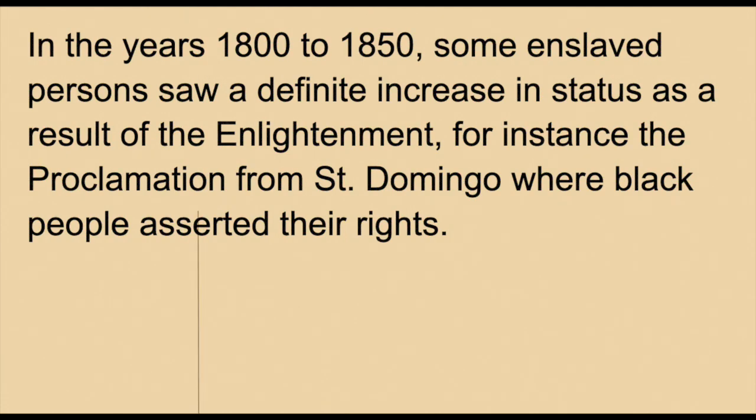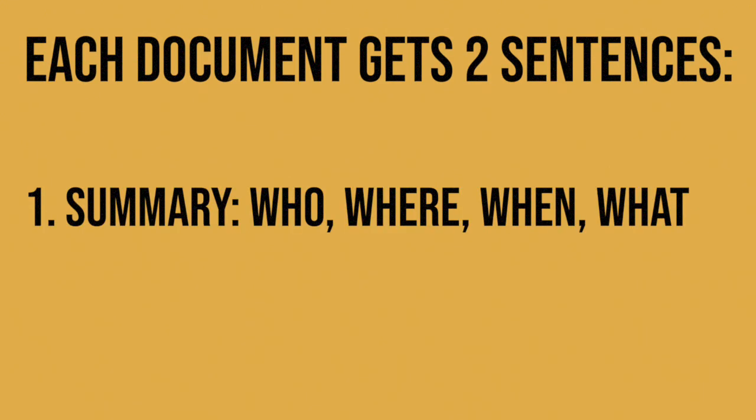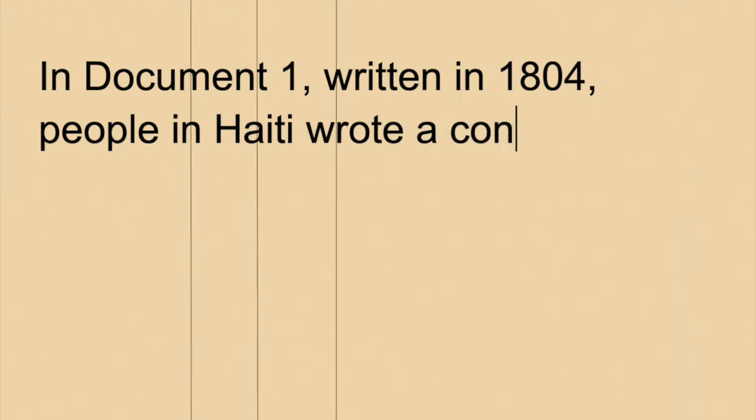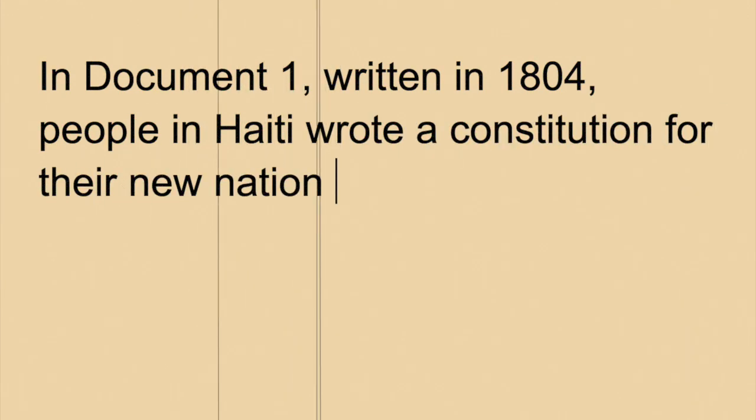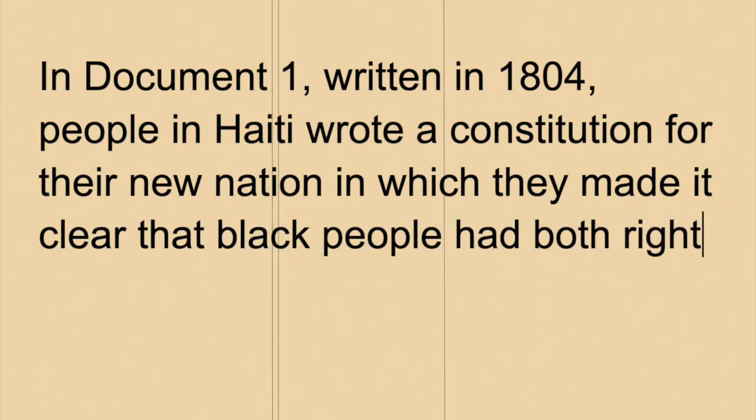Now for each document, you'll want 2 sentences. The first will simply summarize the document. It has nothing to do with your argument. Include who is speaking, when it took place, where it's from, and definitely what it's all about. For the first document, we'd write something like this. In Document 1, written in 1804, people in Haiti wrote a constitution for their new nation in which they made it clear that black people had both rights and dignity.